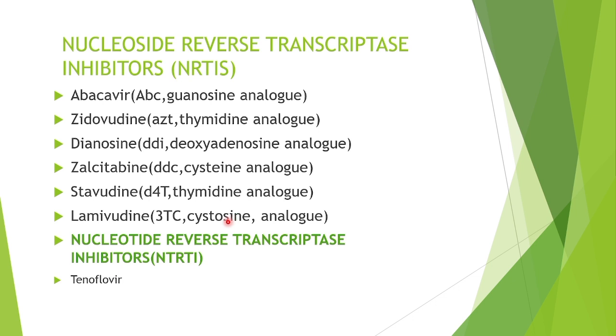Next, what are nucleotide reverse transcriptase inhibitors? A nucleotide mostly consists of a nitrogenous ring base and a phosphate group along with the sugar molecule. There is a small difference between the nucleoside and the nucleotide, and the sugar molecule will be present. An example of a nucleotide reverse transcriptase inhibitor is tenofovir. This is one of the important drugs that acts as a nucleotide reverse transcriptase inhibitor.